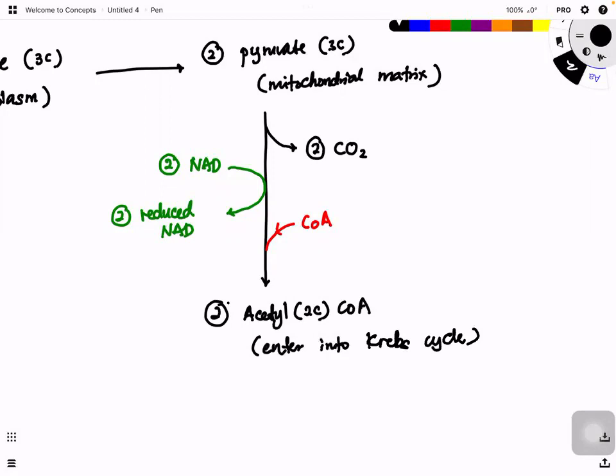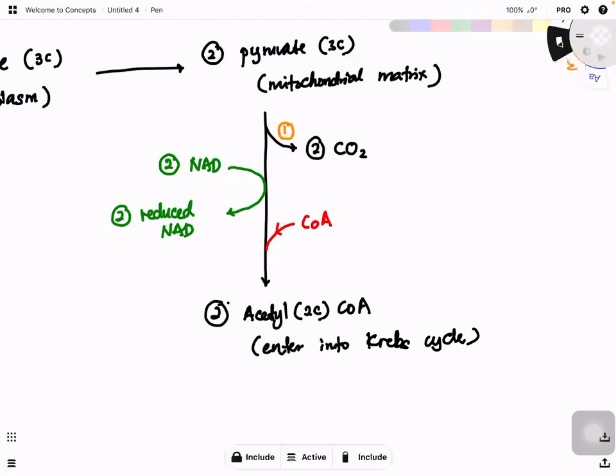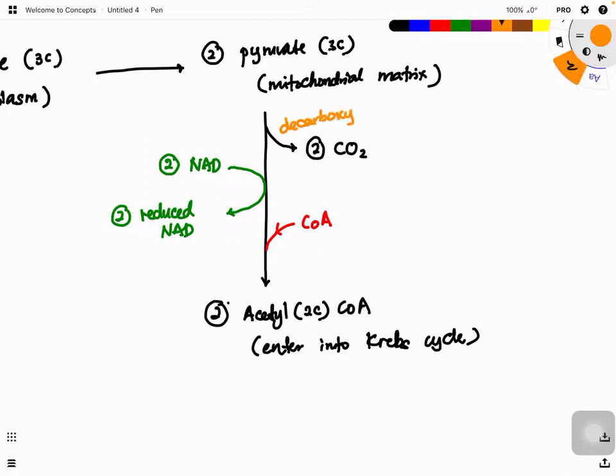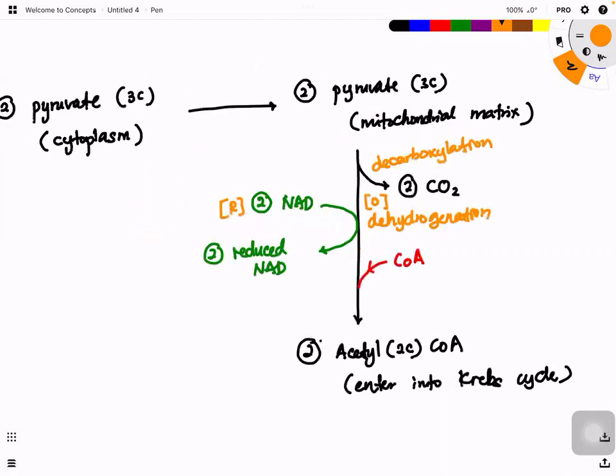Are you clear? Okay, so if I label, what is the first process? I just write down, decarboxylation takes place. We remove 2 molecules of CO2 as the waste product. And here we have the oxidation. Pyruvate is oxidized. NAD now experiences reduction. So during oxidation, what will happen? Dehydrogenation actually takes place. Okay, so this is the whole process of the link reaction.